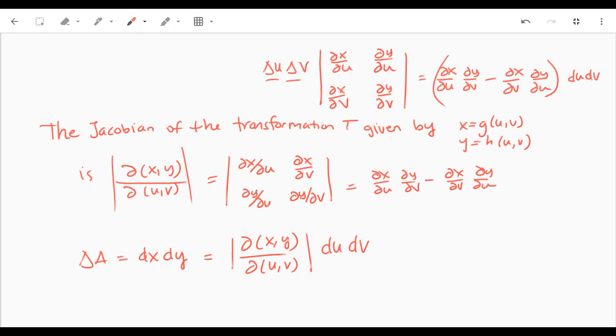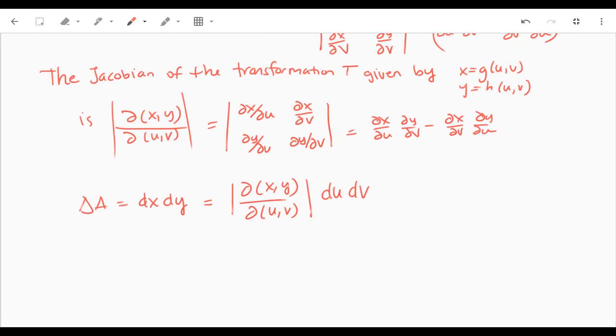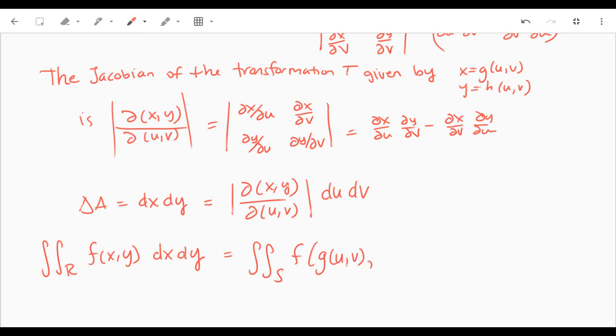Okay, so again, if we have an integral over R in the xy plane, then we can do it over S in the uv plane, where we're going to swap out those x's for u's and v's, and swap out those y's for u's and v's, times the Jacobian, du dv. And that's the point where I try to remind you it's going to make more sense once you see an example.